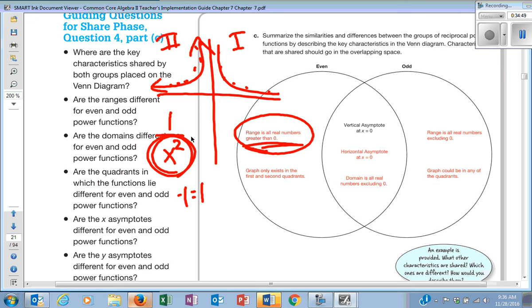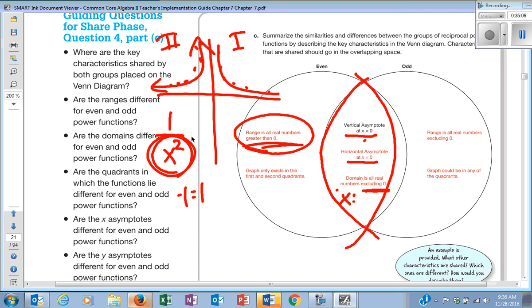Alright, when this overlaps right here, that means they both have this, evens and odds both have vertical asymptotes here, both have horizontal asymptotes here, and the domain is all reals excluding 0. That means your x values are all reals except for 0.